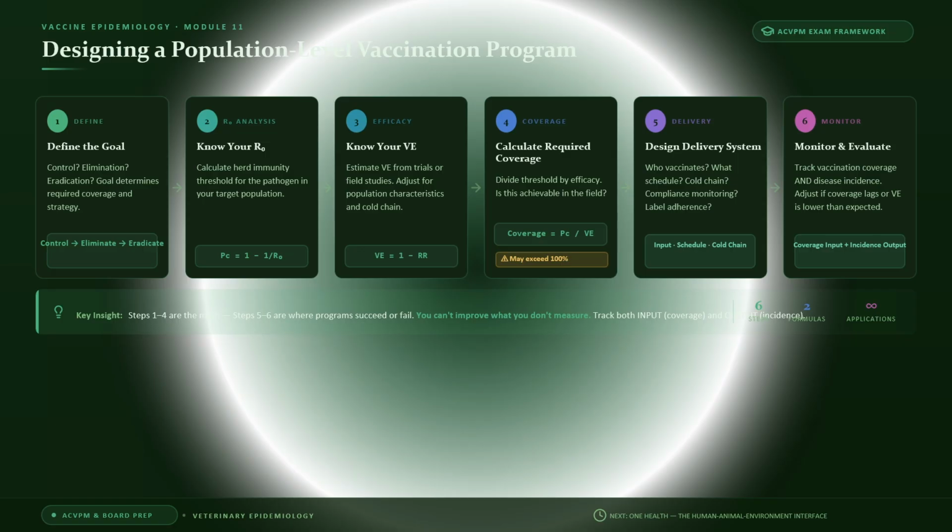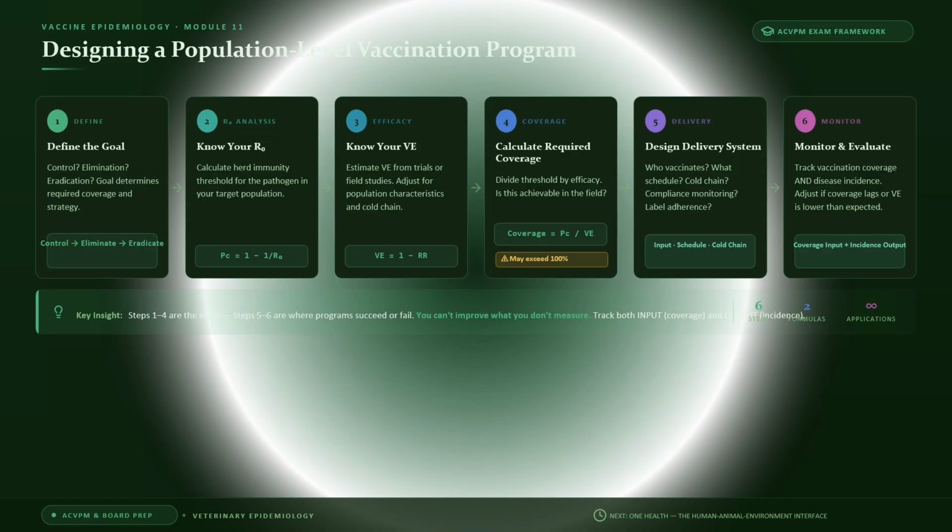Estimate vaccine efficacy from trials or field studies and adjust it for your population's real characteristics and cold chain reality. Remember, field VE runs lower than trial efficacy. Step 4, calculate required coverage. Divide the threshold by efficacy. Coverage equals PC divided by VE. And here's the gut check. That number can exceed 100%, which is your signal that vaccination alone can't get you there.